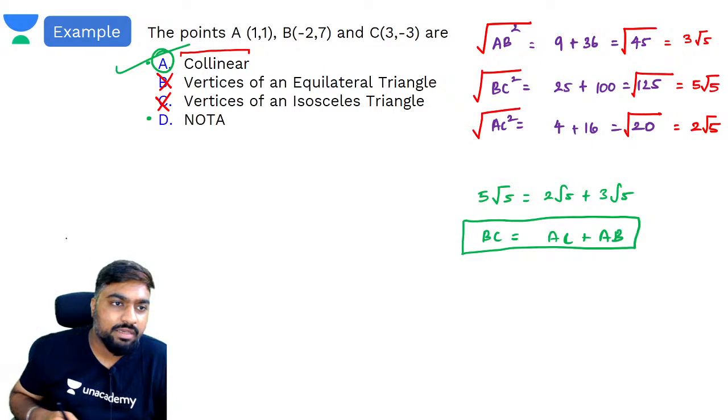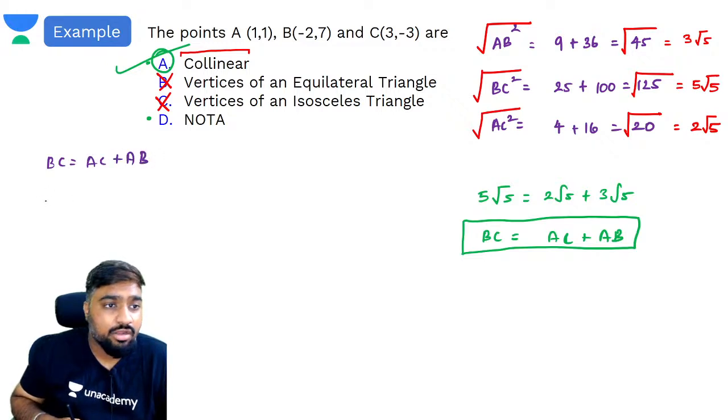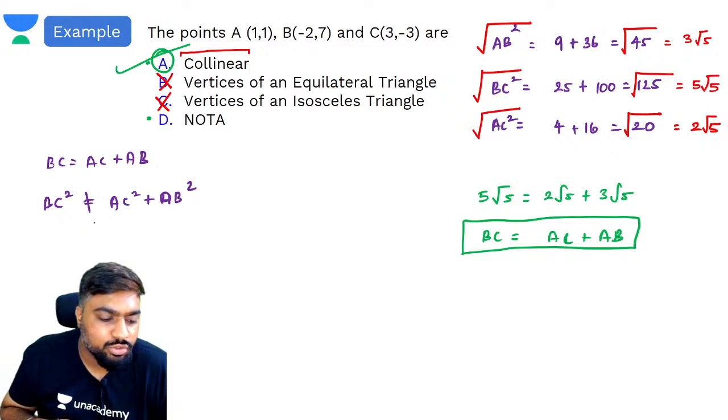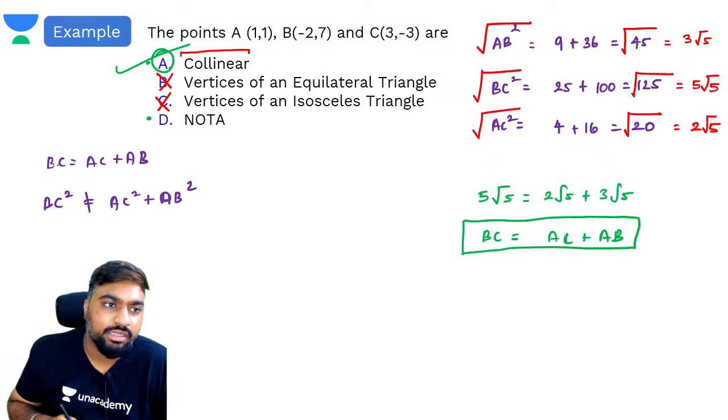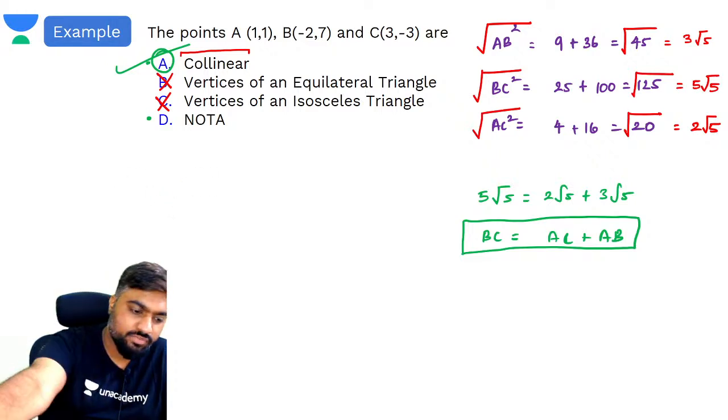It won't work with squares, because if we want to check, let's say BC is equal to AC plus AB, we cannot check with the squares. BC square will never be equal to AC square plus AB square. Yeah, because then the 2AB term will have no importance. If 2AB is 0, it means either A will be 0 or B will be 0. So understood? Superb, Nalin.